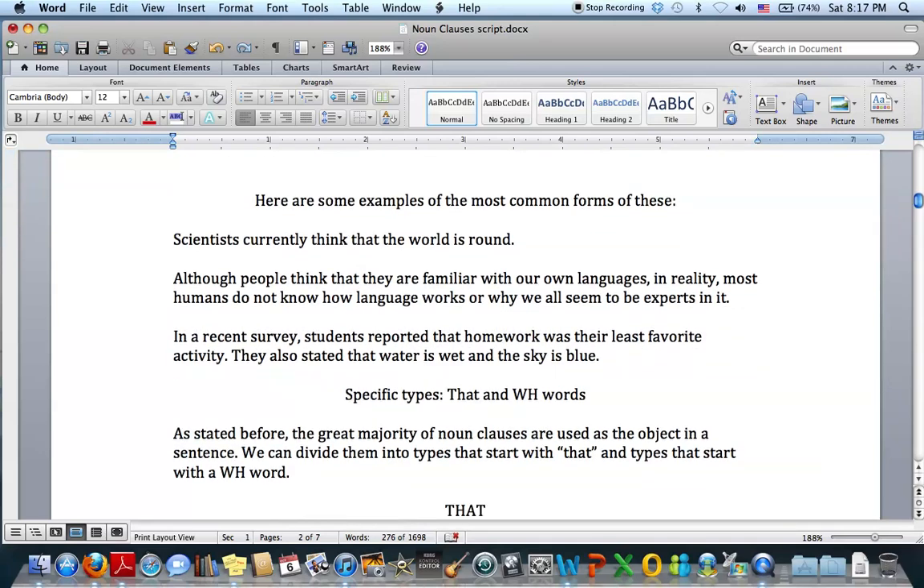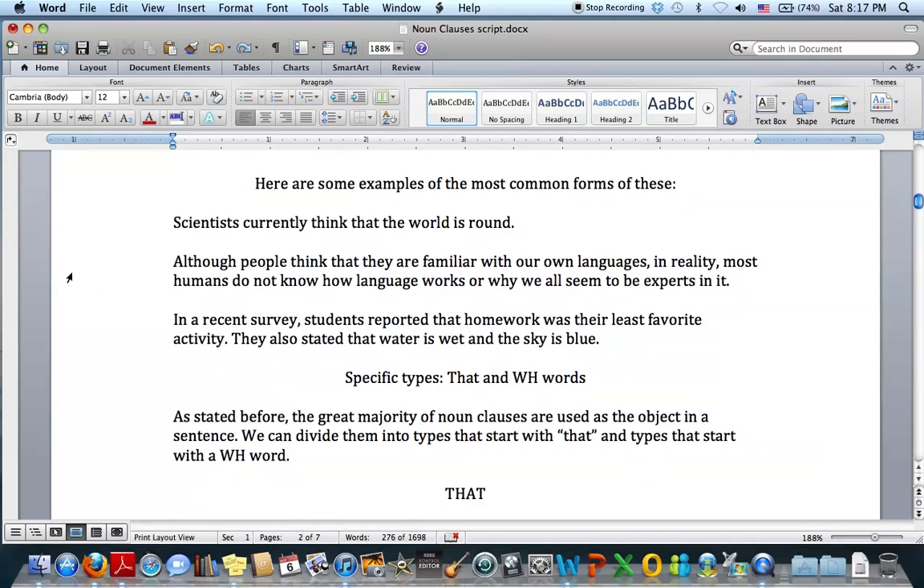So here's some examples of the most common forms of these. Here's one. Scientists currently think that the world is round. Well, here's think, right? And now, right after that, we have this that the world is round. This acts as the object of the verb think. There we go. Let's take a look at another one. Although people think, here's another think, that they are familiar with our own languages. Okay, there we go. We have think, and now we have that plus an actual sentence after it, acting as the object in the sentence.